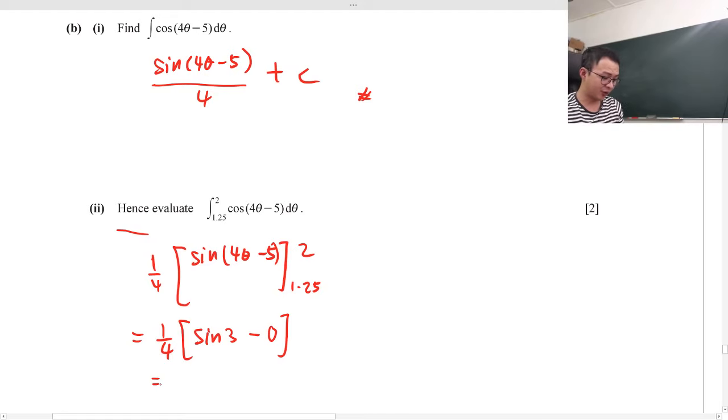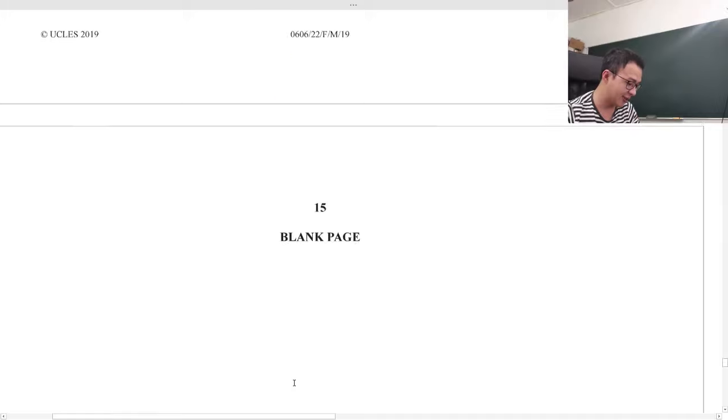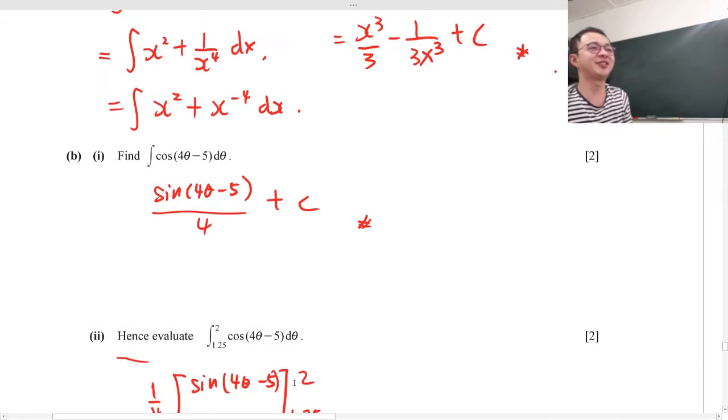Change your calculator to radian. So then sine 3 divided by 4, you should get 0.0353. Alright, so this is how we do it. Yep, we have finished everything.